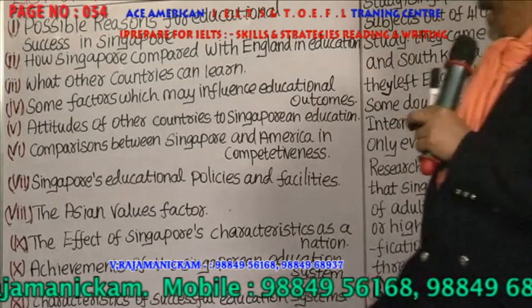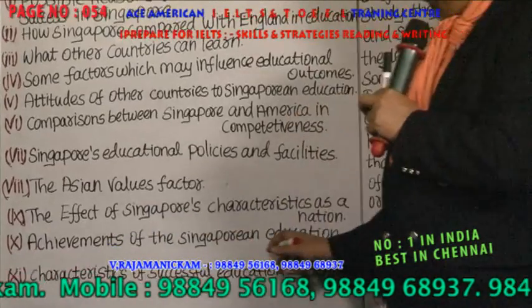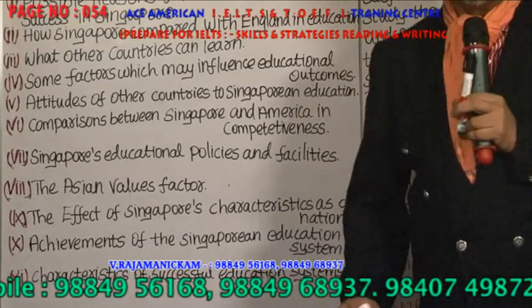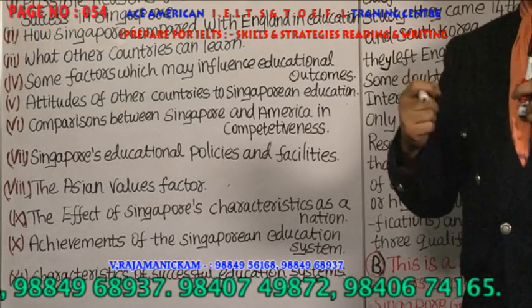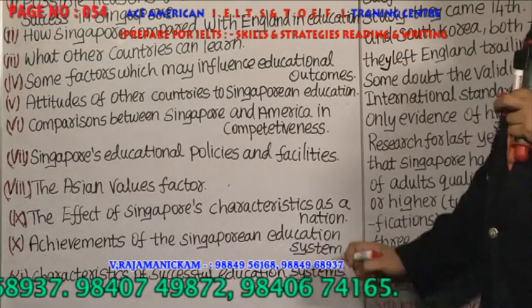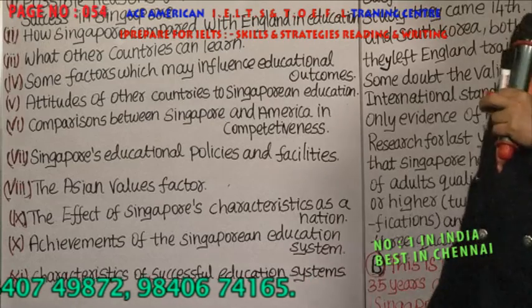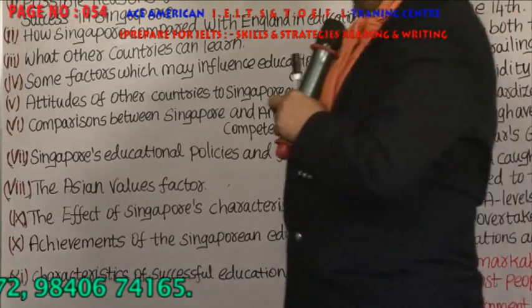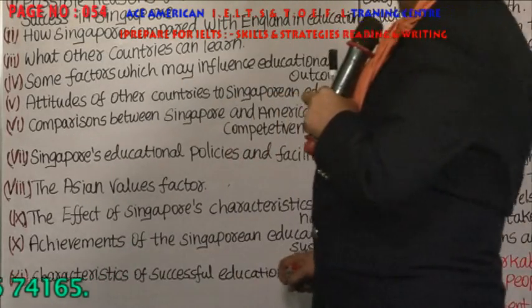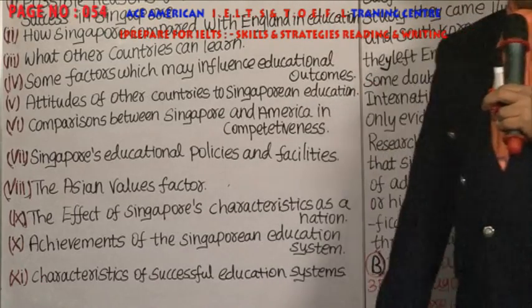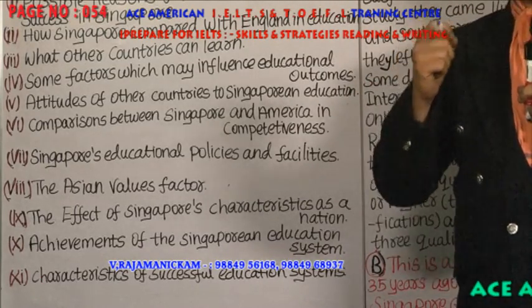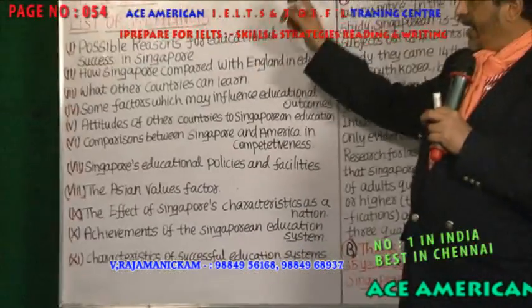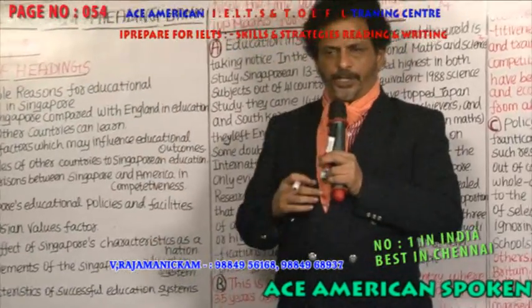The 10th heading is achievements of the Singaporean educational system. What are they able to achieve? This is the 10th heading. And the 11th heading is characteristics of a successful educational system. What are the characteristics of a successful educational system? These are the 11 headings coming under activity 20.